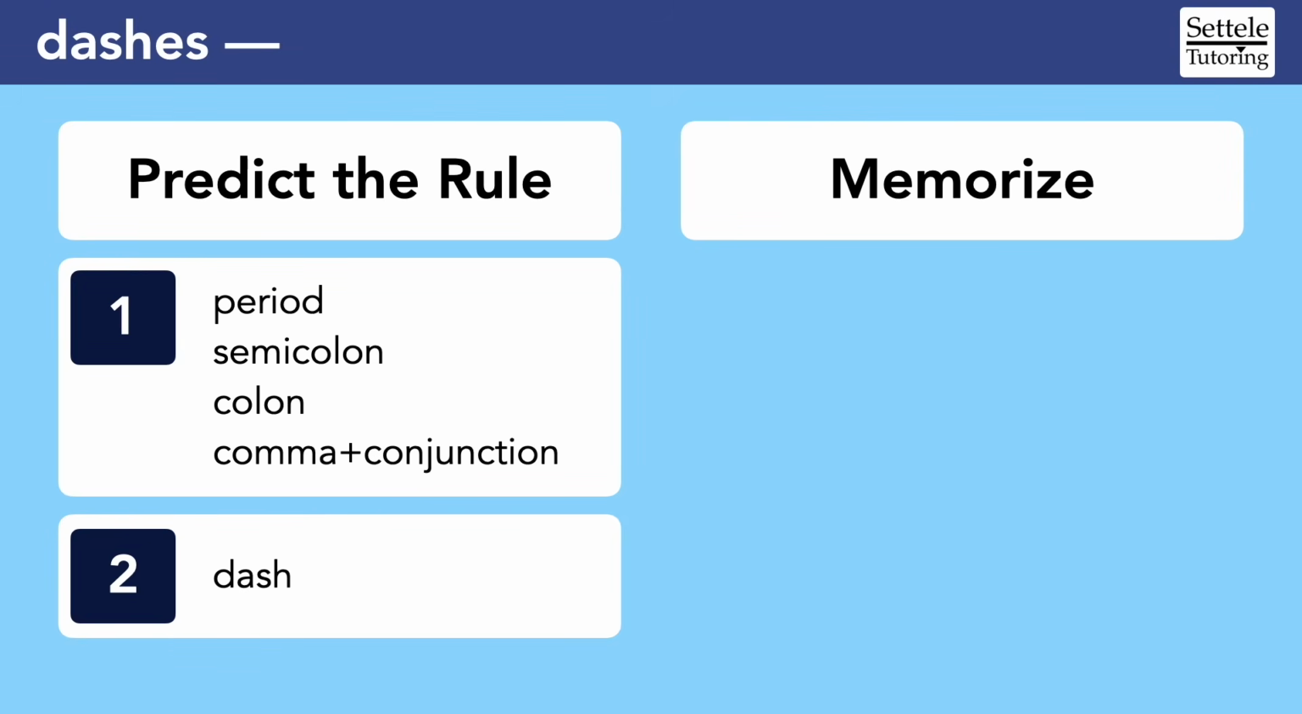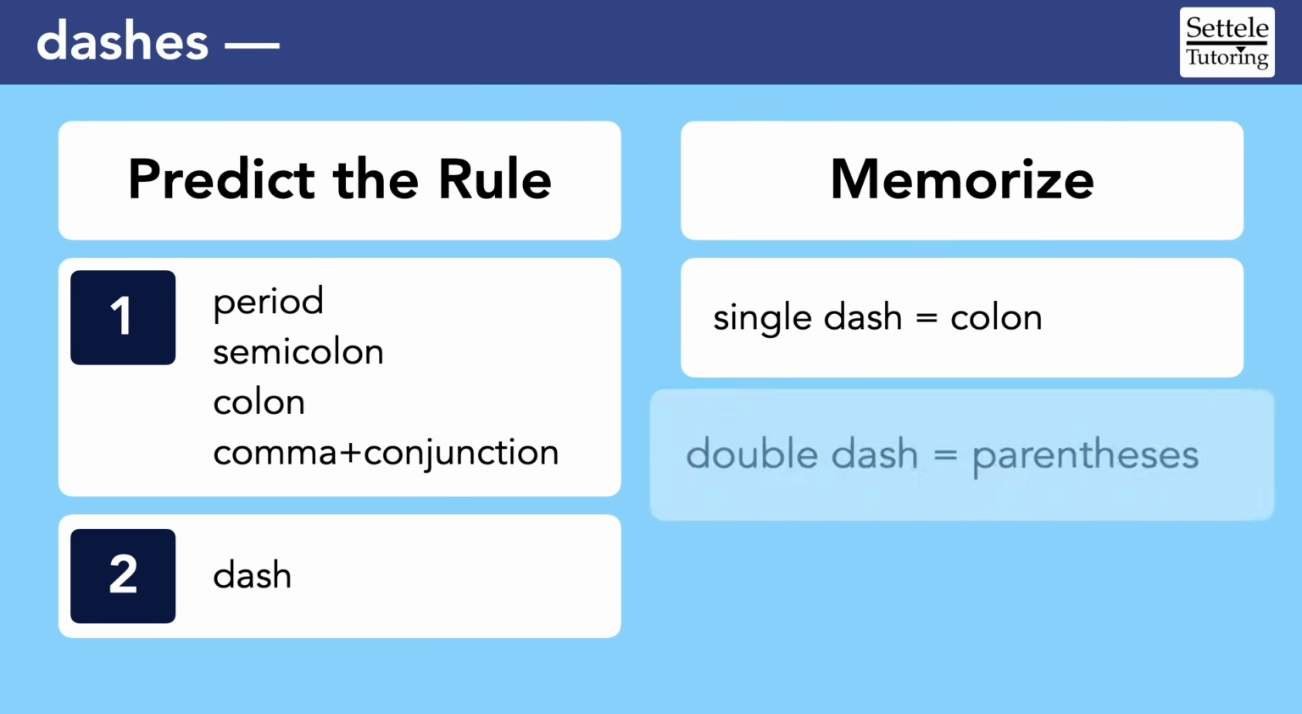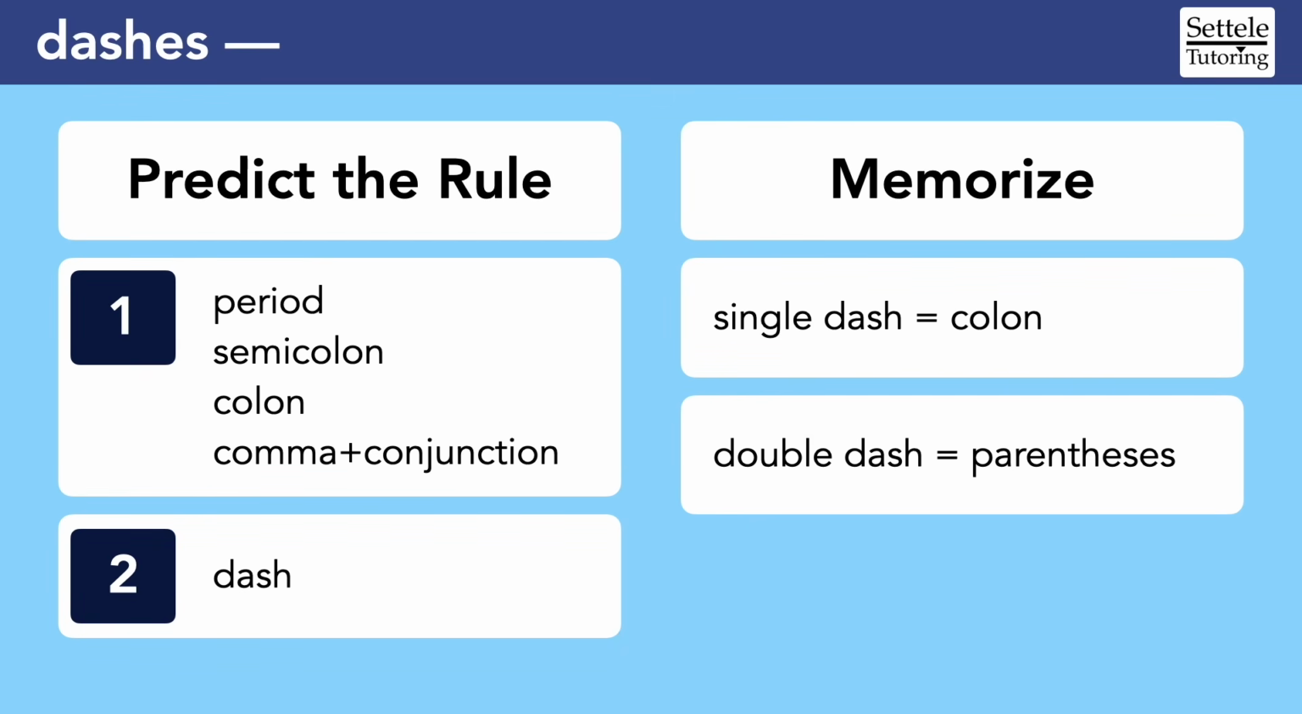In other words, once you've eliminated the choices involving the strong punctuation marks, you can then check to see if the dash is correct. Beyond the big picture strategy, there are 2 rules that we need to memorize for dashes, and each has its own task that we can perform to test if the dash is correct. If there's a single dash in a sentence, it's going to behave like a colon. If there's a double dash or a pair of dashes, then they behave like parentheses around an extra clause.